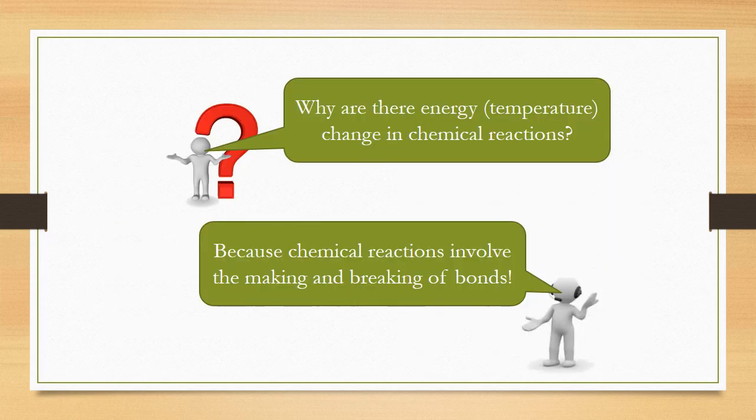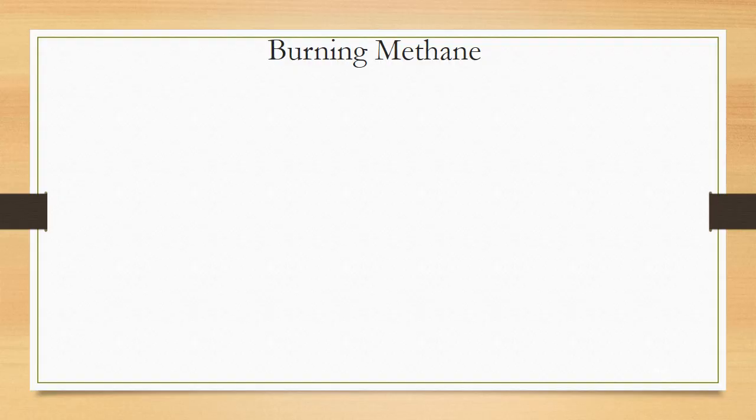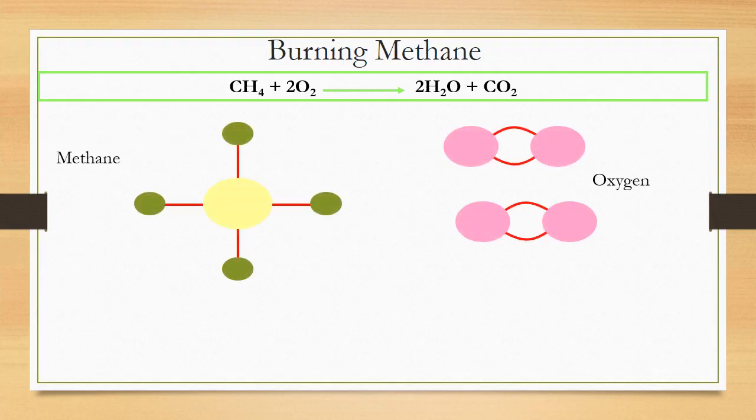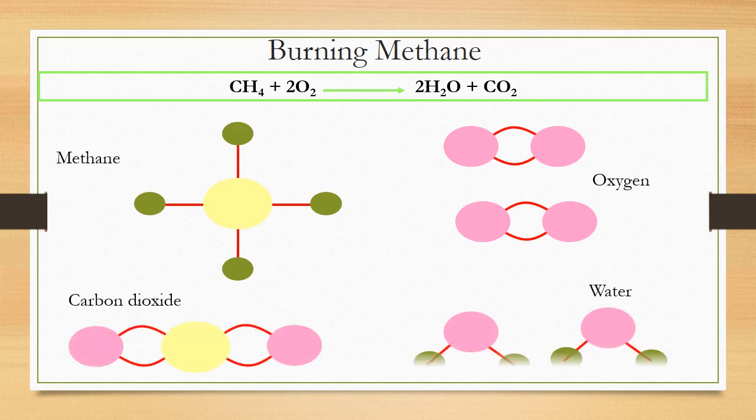So why is there an energy temperature change in chemical reactions? Well, it's because chemical reactions involve the making and breaking of bonds, because there's lots of energy involved in those bonds. So let's look at the burning of methane. This is the equation: methane plus 2 oxygen gives 2 water plus carbon dioxide. So you have methane there, 2 oxygen molecules, a carbon dioxide molecule and a couple of water molecules.